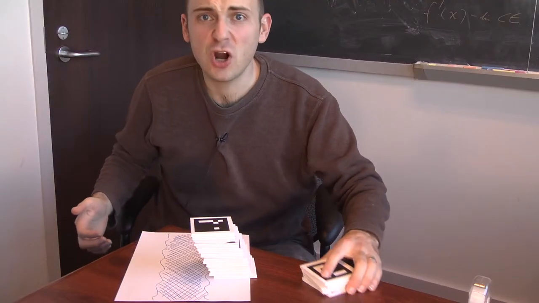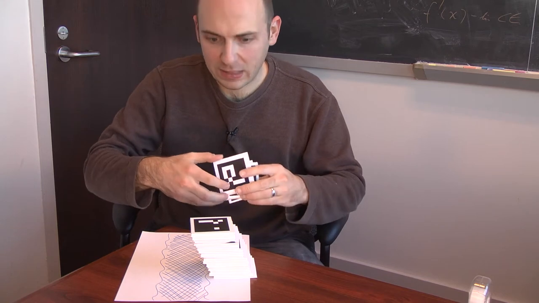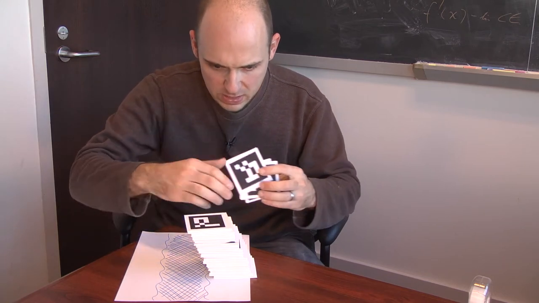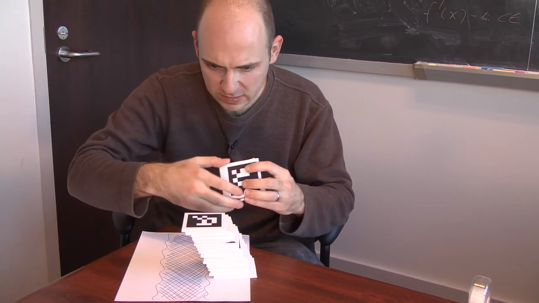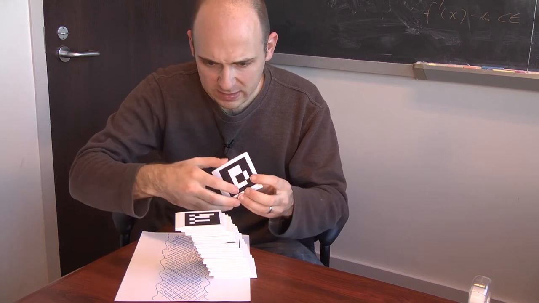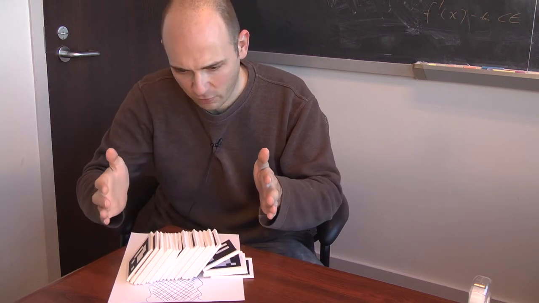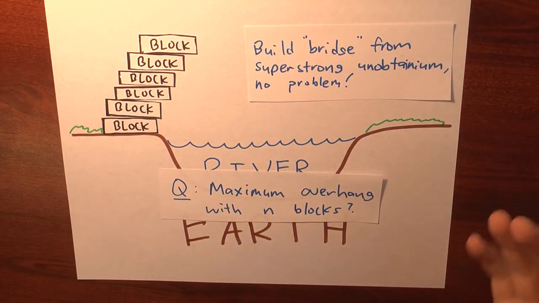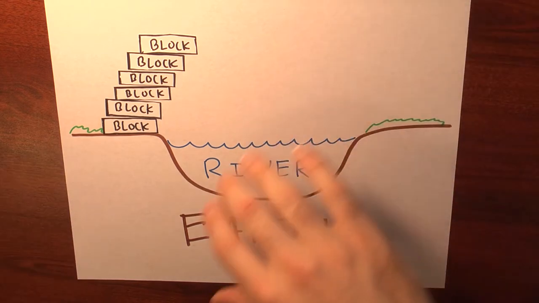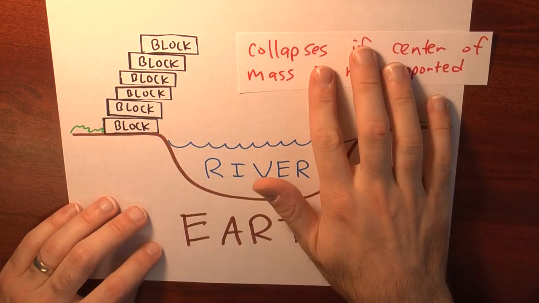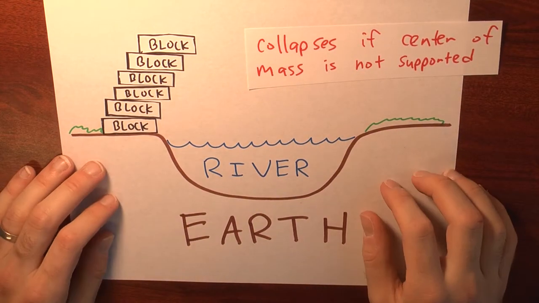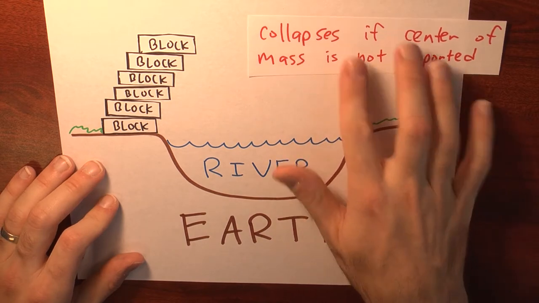I could try to get started just with some of these foam blocks. I could try to build a stack of these blocks and see how far I can get these blocks to overhang before they fall over. Why did my block tower just fall over? Well, the issue has to do with center of mass. My block tower is going to fall over if the center of mass isn't supported.